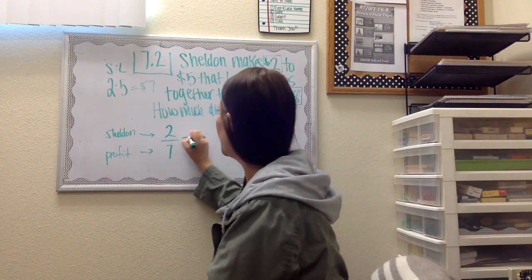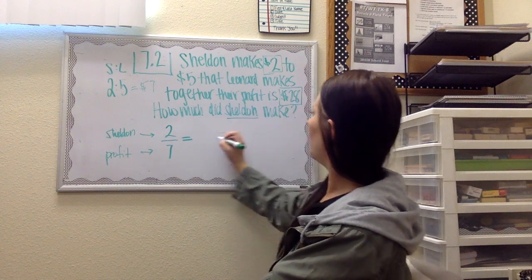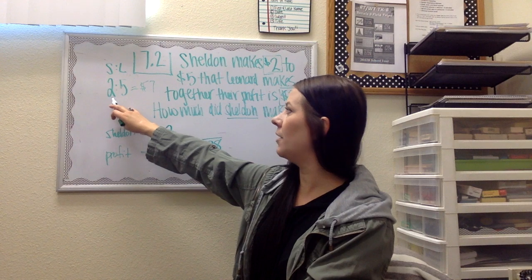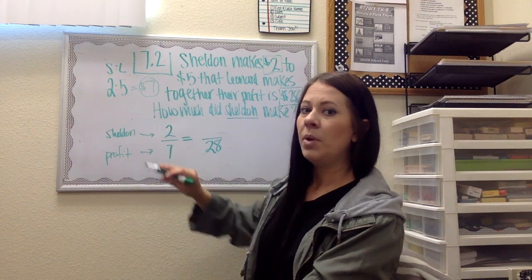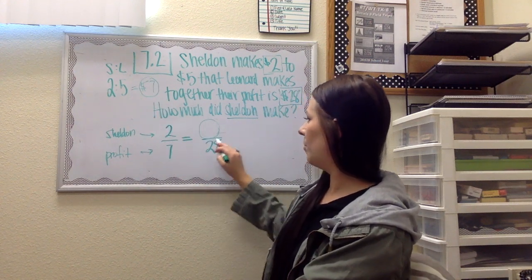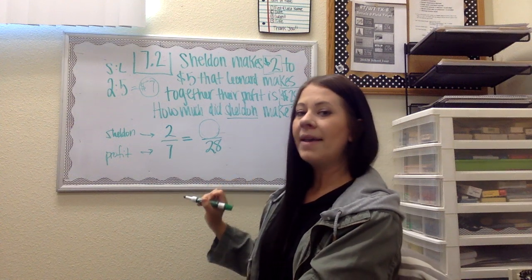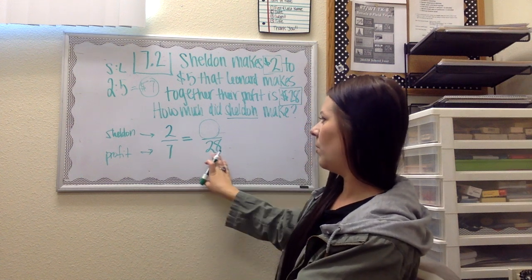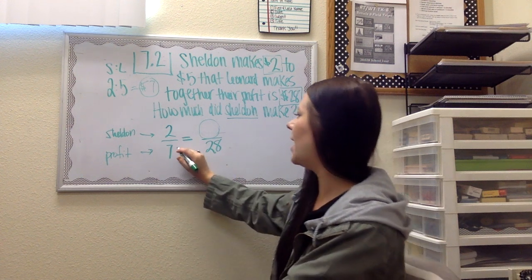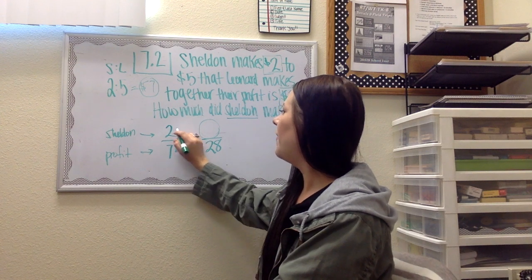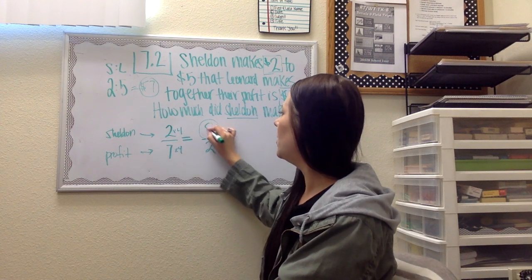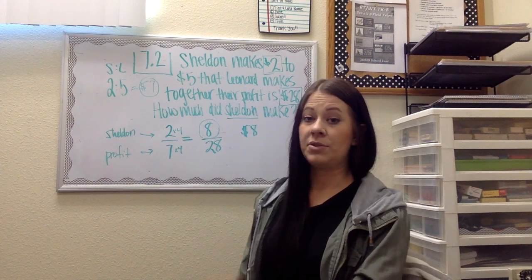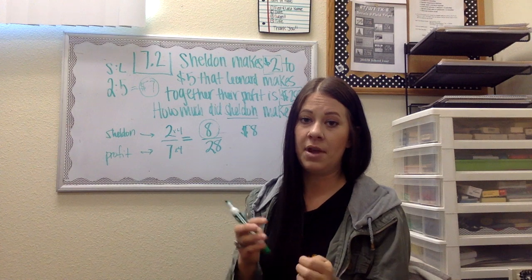And we're looking for an equivalent equation where the profit is now 28. Okay, so if Sheldon makes $2 out of a profit of 7, we want to know how much Sheldon makes out of a profit of 28. So I can ask myself in this situation, what did I multiply 7 by to get 28? Remember, it's an equivalent equation. I see that it's 4, and then I can multiply the top by 4, and we know that Sheldon would make $8.